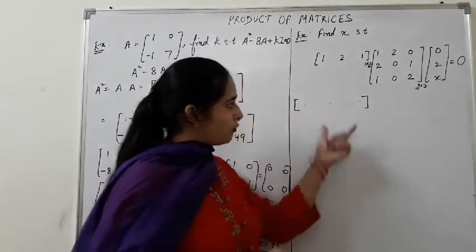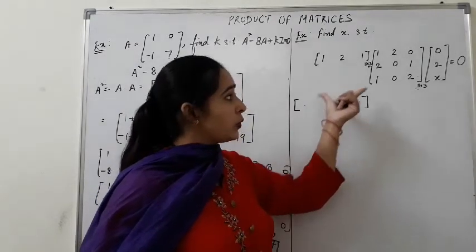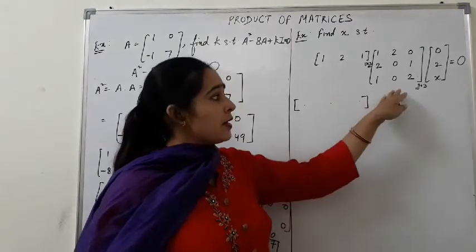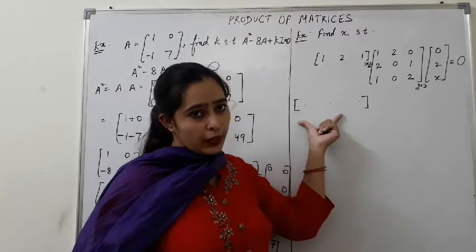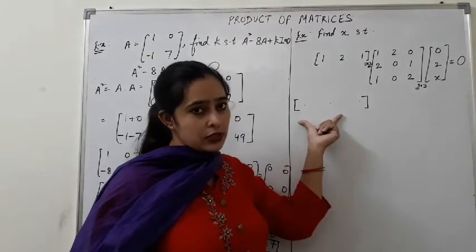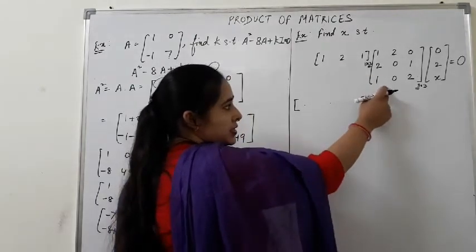It will be of this type. If you write it firstly like this, if you find the product of these two matrices first, then it will be easy for you to find the answer. Now multiply these two matrices.